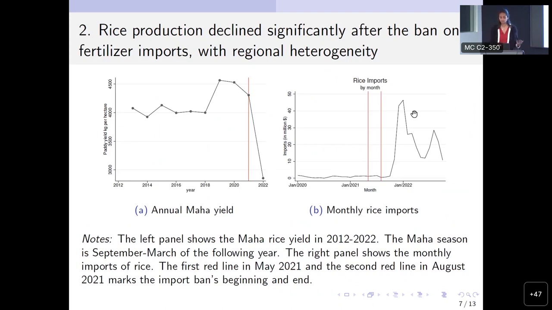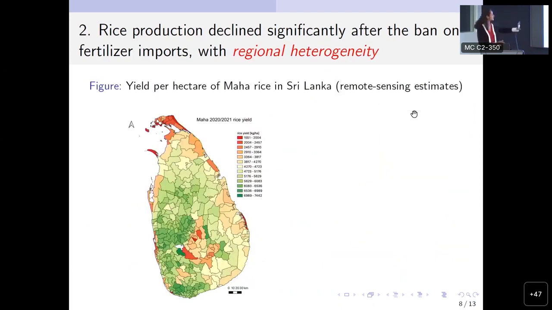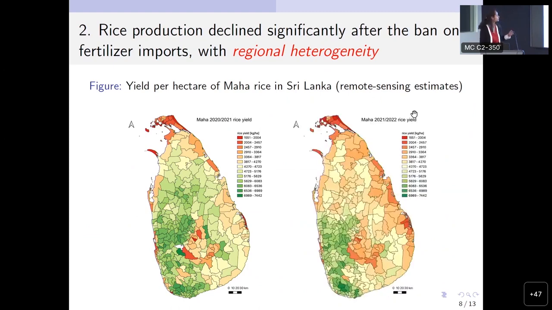What happened to exports? That's the question. Okay, sorry, before going to exports, let me show you the fact that there was regional heterogeneity in this rice yield decline. On the left-hand side, we plot the Maha rice yields across Sri Lankan regions. The green ones represent higher values and the red ones represent lower values, and this is in kg per hectare. This is the 2020 to 2021 Maha season, which is September 2020 to March 2021, right before the ban in April 2021. Now we show you the same plot for the next Maha production season. And you see that there is a precipitous decline in all parts of the country, but more so in the north and the central region than in other parts of Sri Lanka. So there was indeed big regional heterogeneity in how much rice production declined.